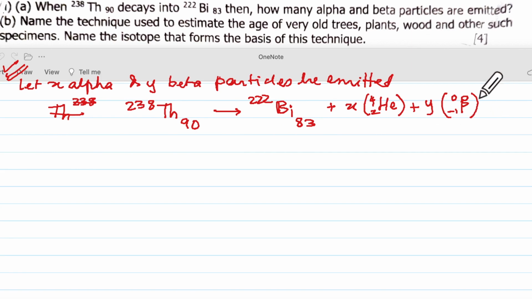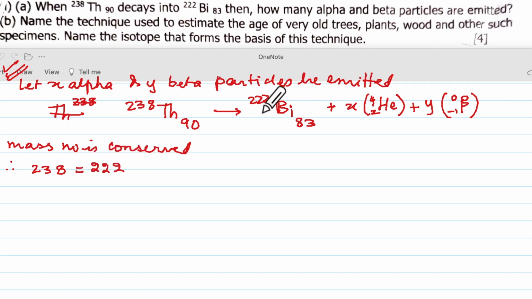Now if I take the top number, it is called as the mass number. So I will say mass number is conserved, which means 238 will be equal to 222, this number, plus how much of X? 4X, plus how much of Y? 0Y. Correct? Now take this 222 this side. So you will have 238 minus 222. How much is that? 14? No, sorry, 16, no? What am I doing?